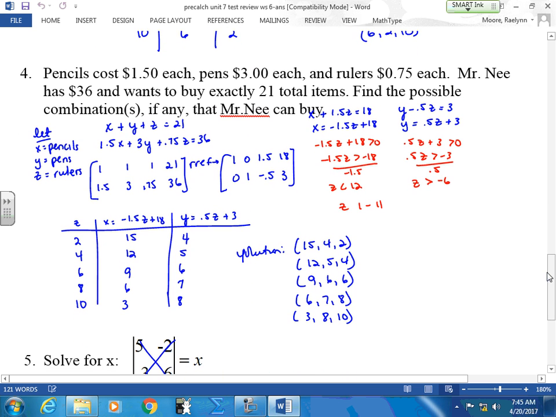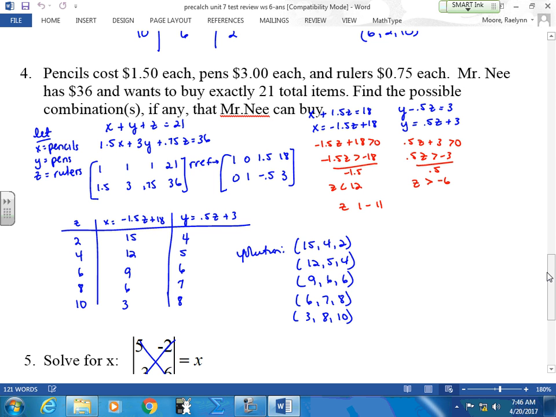Okay, Mr. Nee again. Mr. Nee was buying pens and pencils this time. He had to buy exactly 21 items, so therefore they added up to 21. And he had to spend $36. Okay, so again, we have a bunch of different solutions for him. On your number line, you can't go to the negatives, so open it at 0 to open it at 12. So technically, from 1 to 11, you're looking at. If you want to write the whole thing out, 1 to 11, and just cross out the ones that don't work, it's up to you.